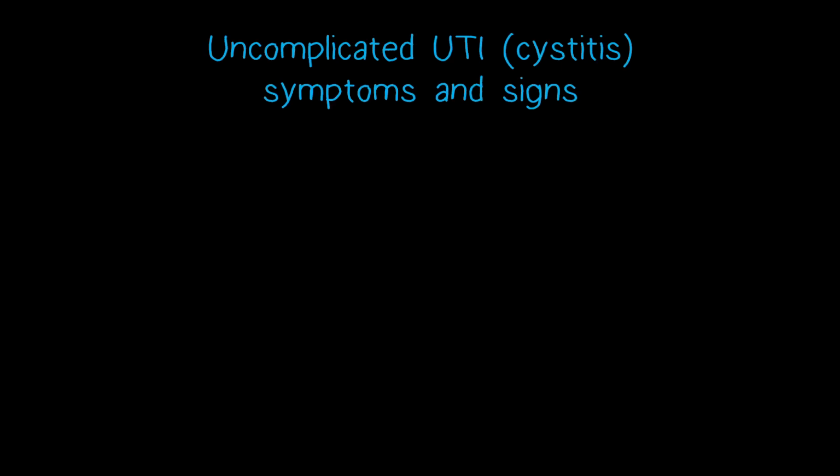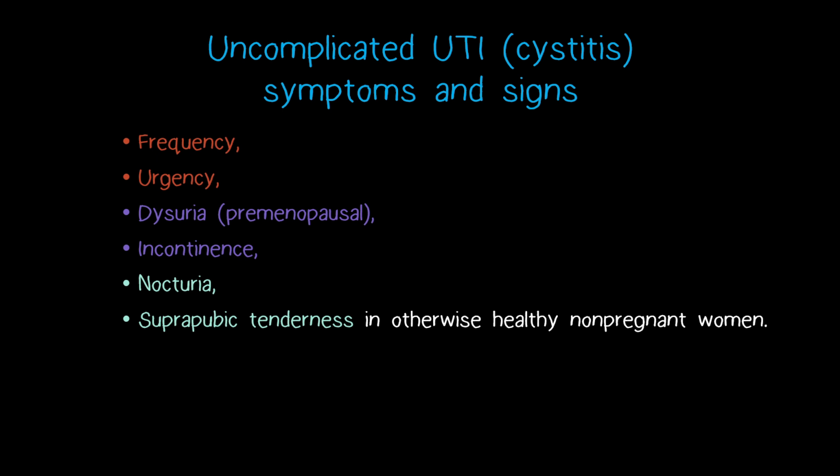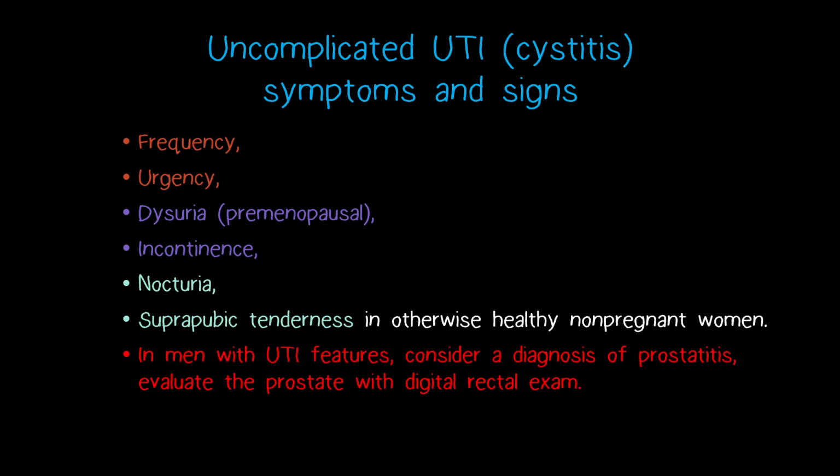The second is uncomplicated urinary tract infection, which is also called cystitis. First, let's see the symptoms and signs. This includes frequency of urination, urgency of urination, dysuria or pain during urination, urinary incontinence, nocturia, and suprapubic tenderness in otherwise healthy and pregnant women. In men with urinary tract infection features, consider a diagnosis of prostatitis and evaluate the prostate with digital rectal examination.